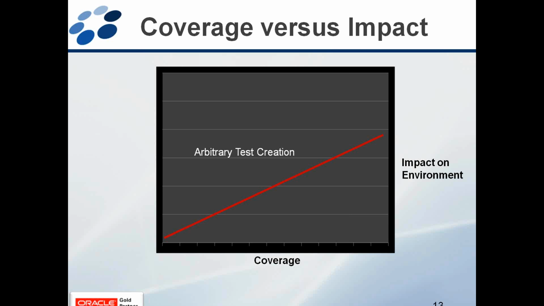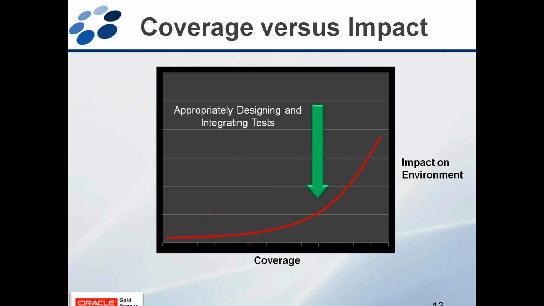So if we aren't smart about the tests that we plan and we're just going to take a random sampling of everything, again, this line is pretty linear, meaning we can have more coverage, but the more coverage we have is going to have a bigger impact on our environment. The impact being performance hit, resource usage, downtime, these sorts of things. Okay? But if we're smart about the tests that we pick and we pick certain data points that are going to be representative of larger data sets, then we can really minimize the impact while maximizing the coverage.